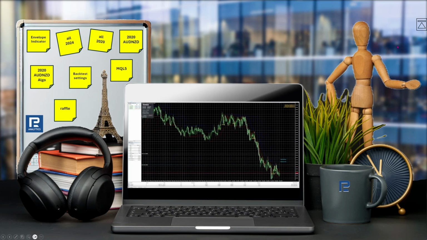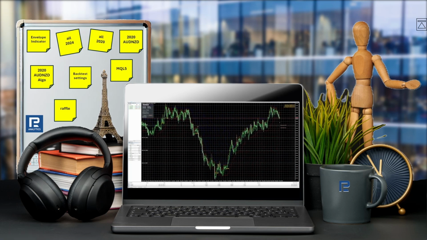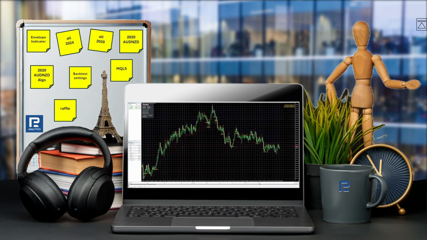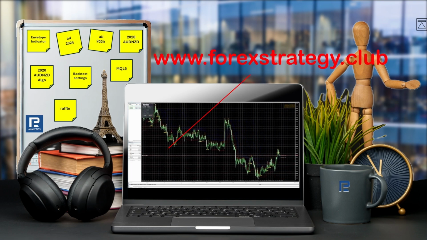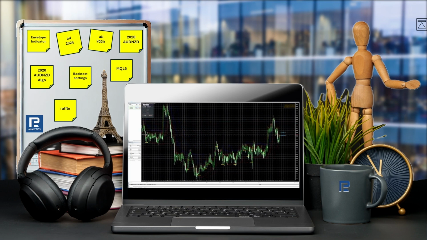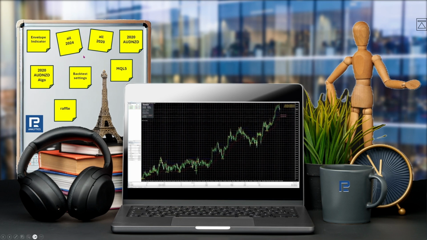Here you can already see today's trading robot hard at work, and it's also running with the indicator that I'll be introducing to you again in detail today. I'm going to give you a very precise idea of how it trades. But I wouldn't be forexstrategy.club if I didn't also show you how it has performed in the past. So let's start by looking at the year 2024. You can already see on my clipboard what I've prepared.